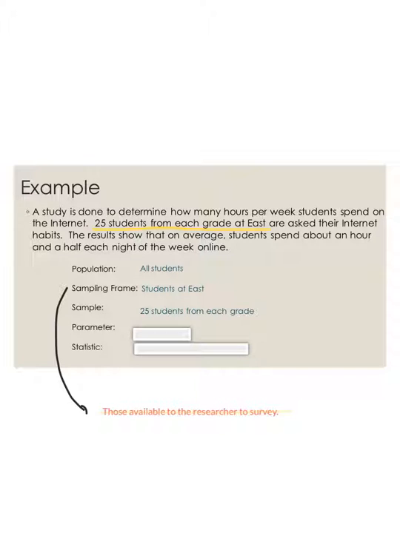Our parameter, what is it we're trying to generalize about the students? Do we really know? Not really. You could technically say we're trying to learn how many hours a week students are online, but it's kind of vague. And then last but not least, the statistic, meaning what actually came from our sample, that would be the hour and a half online. And this is where we see that in our words.